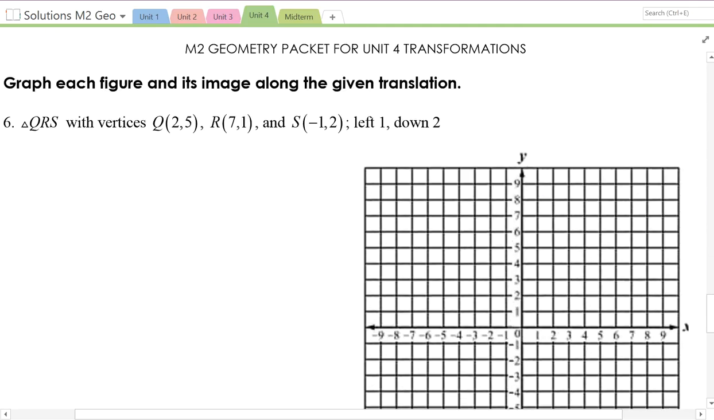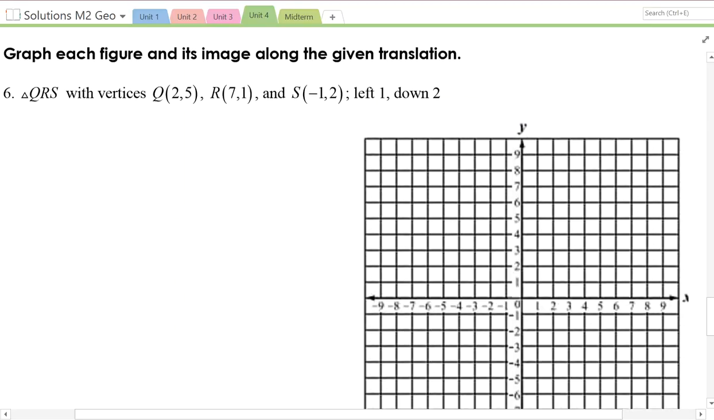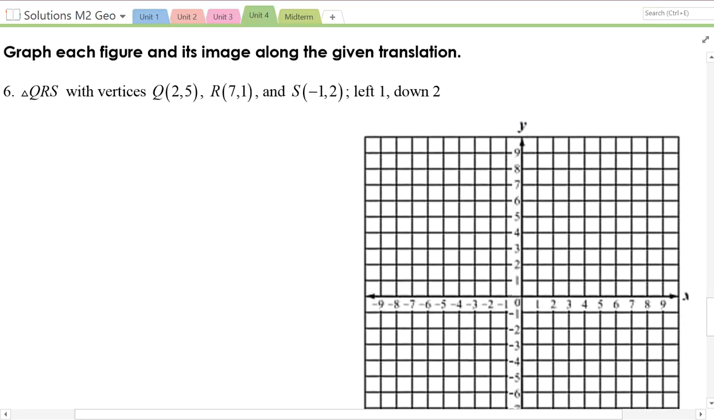On page 3, we have two problems to try. We need to graph QRS in number 6 first, and then we will use the translation to make a new image. Point Q is 2, 5, and I'll label that. Point R is 7, 1, and point S is negative 1, 2.